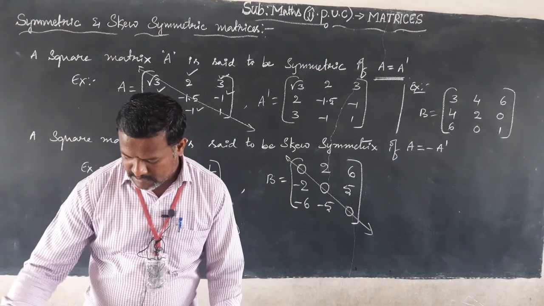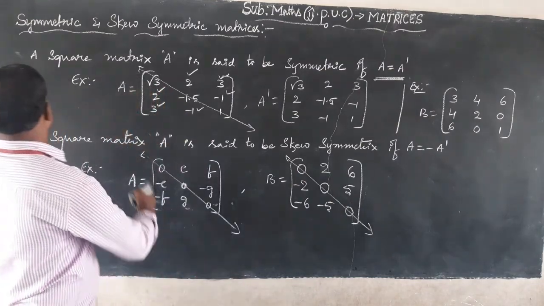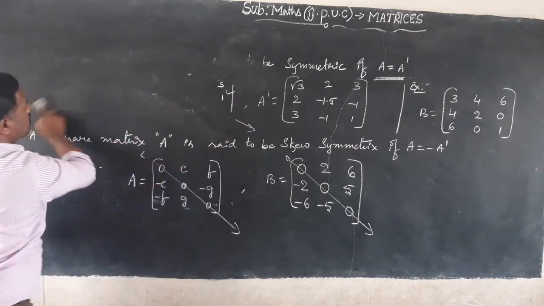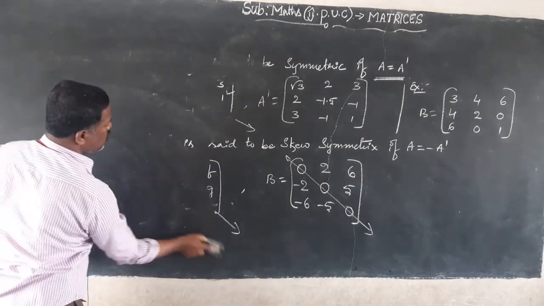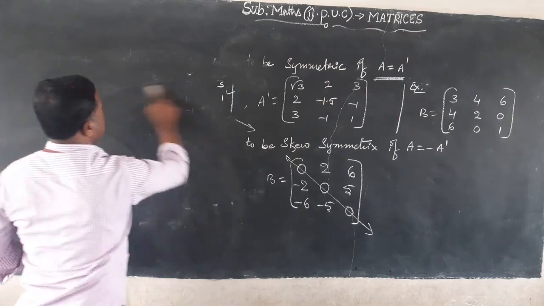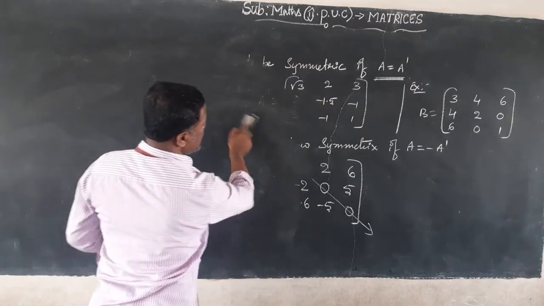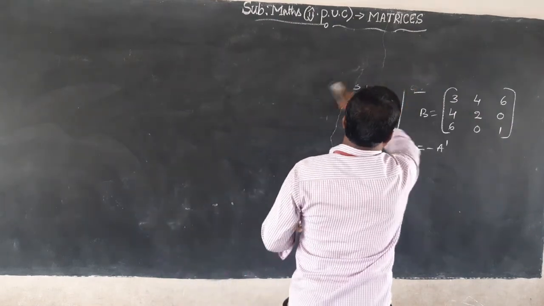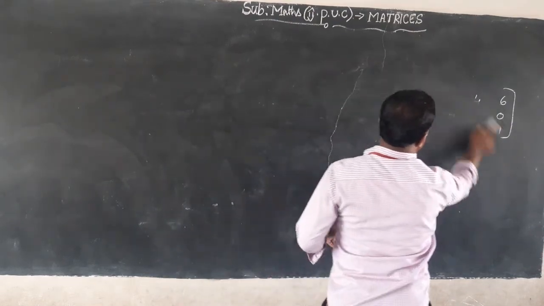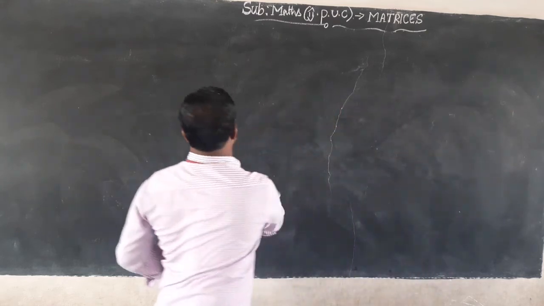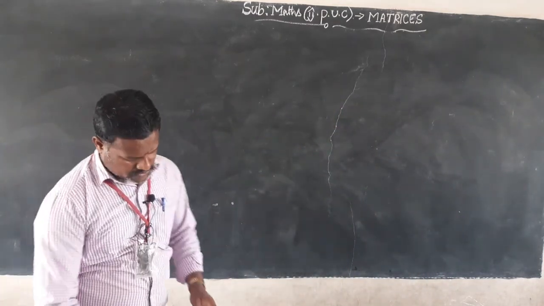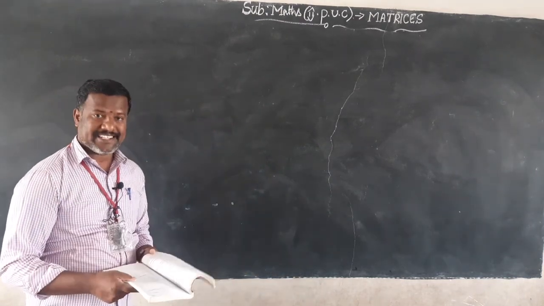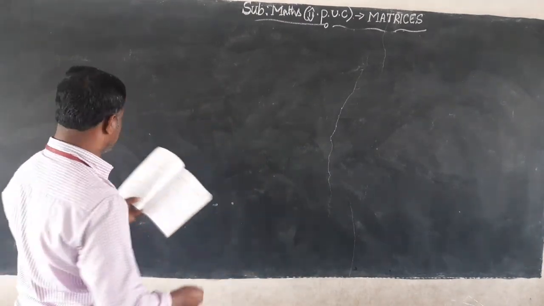Over children. Now let us take one property that is very important. So here we have to prove that the square matrix capital A is said to be symmetric. So let us open your textbook, page number 86, and take down the theorem.